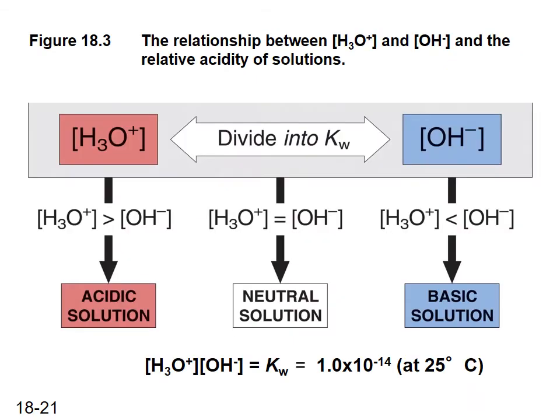This again shows the relationship between hydronium ion and hydroxide ion and the relative acidity of solution. In pure water, hydronium ion equals hydroxide ion. It's a neutral solution. When hydronium ion is greater than hydroxide ion, it's an acidic solution. When hydroxide ion is greater than hydronium ion, it's a basic solution. In any event, the product of the hydronium ion and hydroxide ion is a constant, 10 to the minus 14.